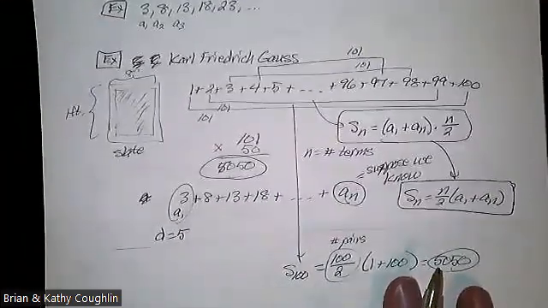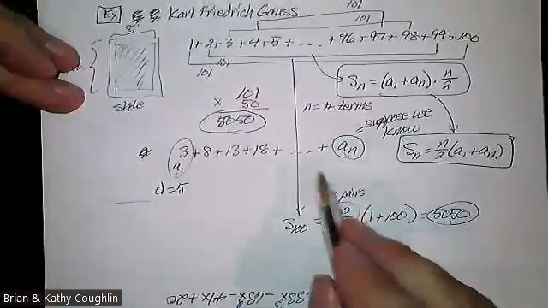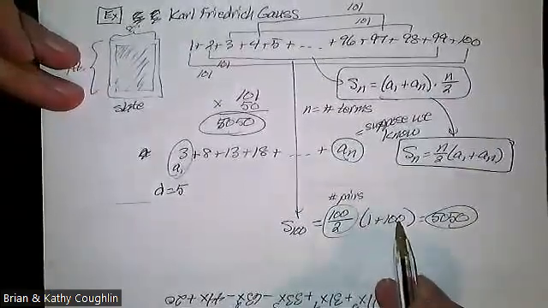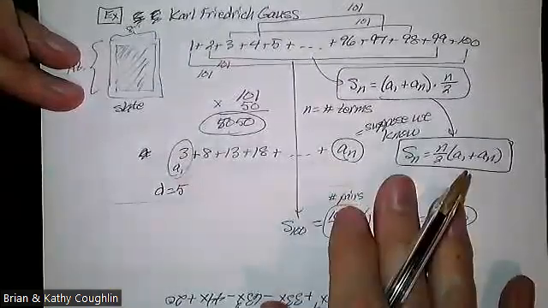So the catch is you have to know how many terms there are. You have to know the first term and you have to know the last term. Once you do that, ta-da, all done.